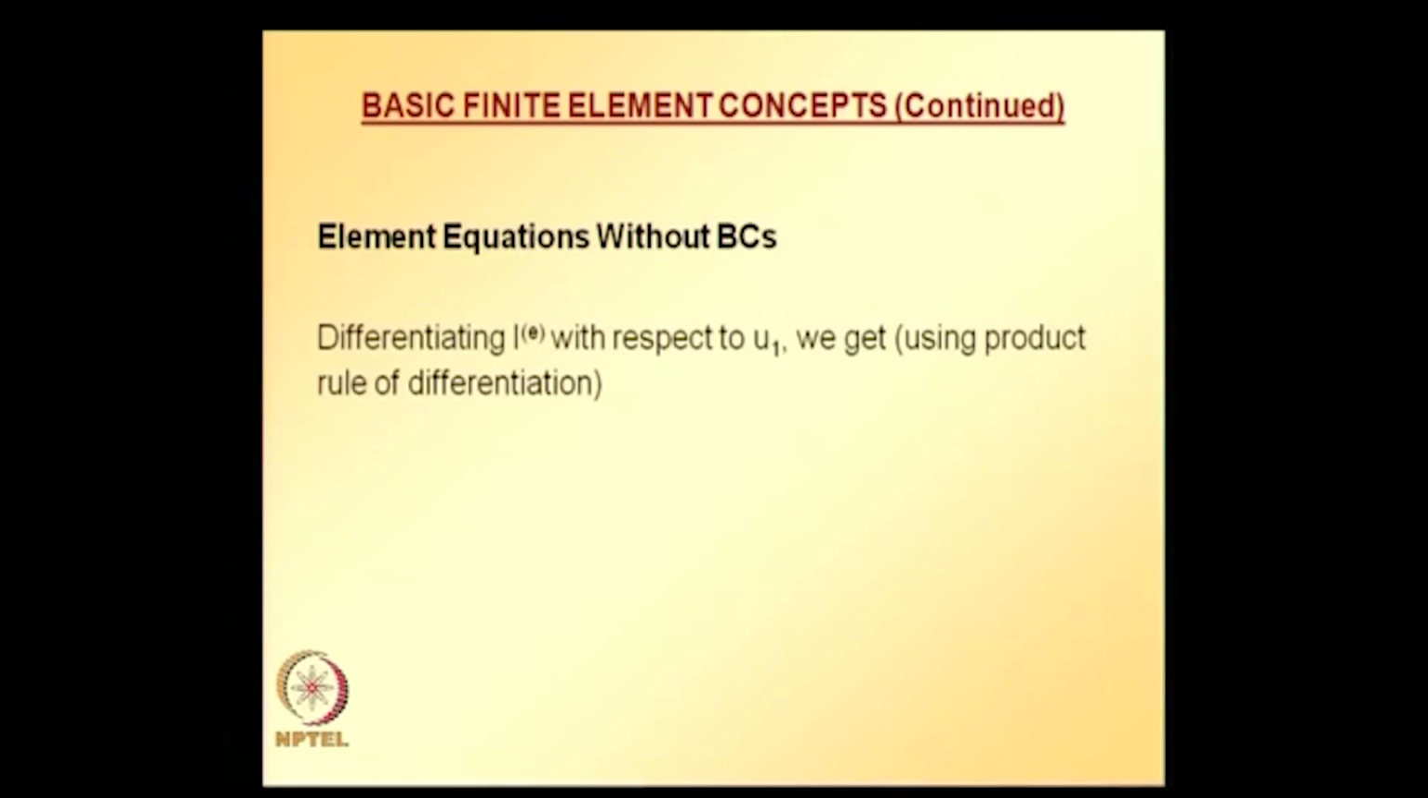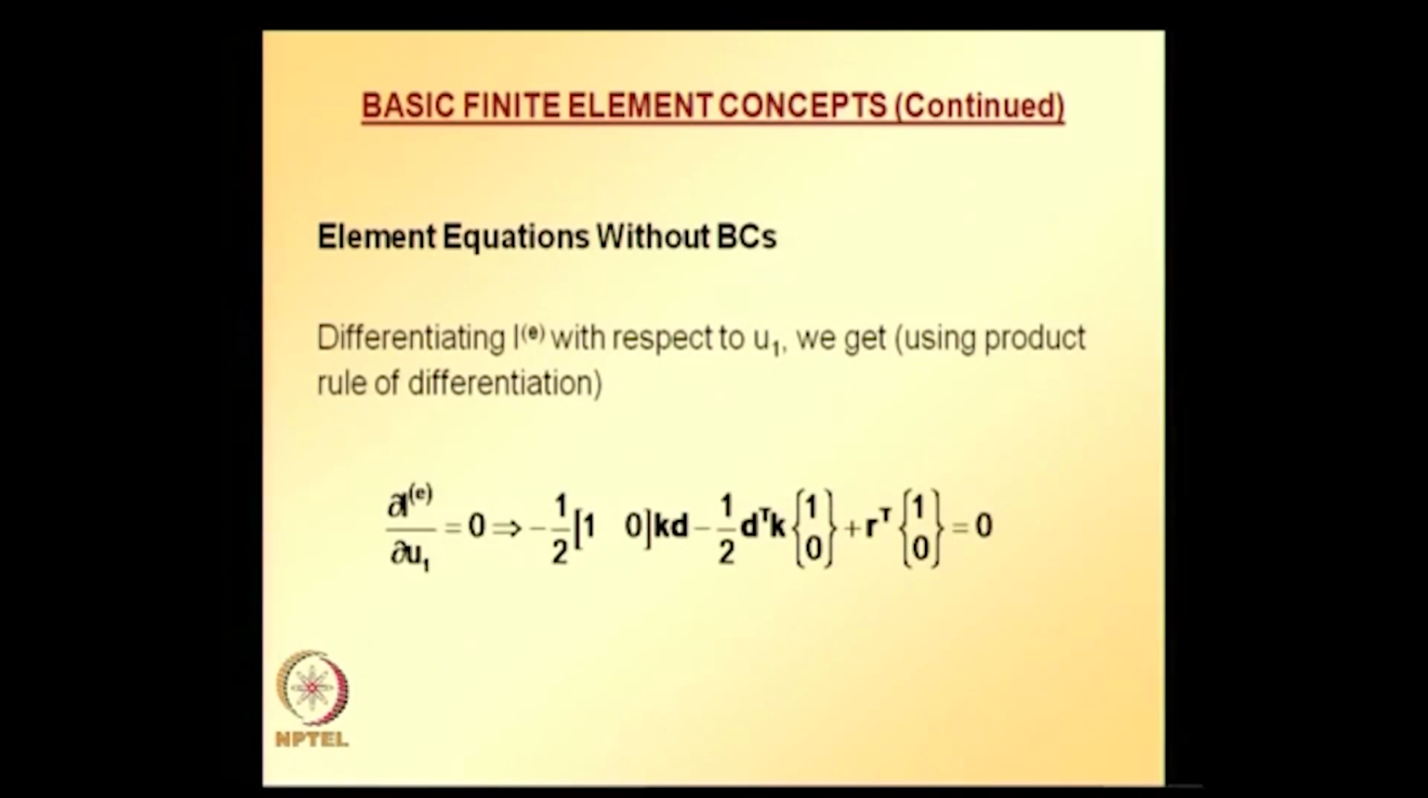What is the stationarity condition? If you see the previous equivalent functional, it is a function of the nodal values D, where D comprises u1, u2. So, apply the stationarity condition, that is, differentiate I superscript E with respect to u1, and you get one equation. Please note here that the stiffness matrix is symmetric. If you recall, the stiffness matrix is 1 over L times [1 -1; -1 1], which is symmetric.